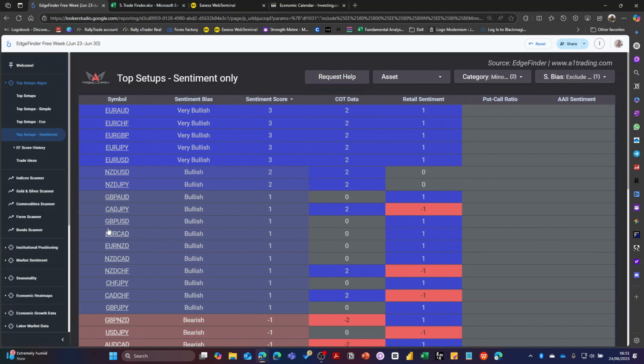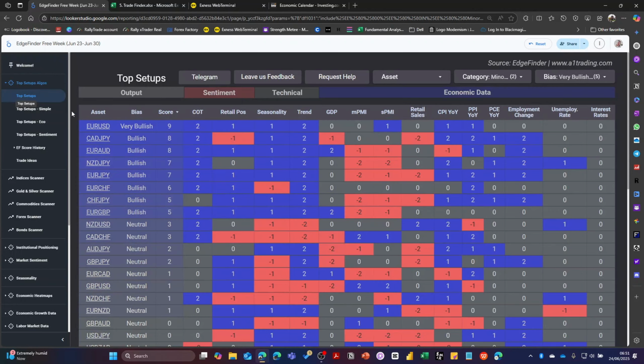So by the time you do all those adds and minus and you come up to the full top setup page, you will find out that that's the same Canada against Swiss franc, which by economic standard is supposed to be the best trade to take. By the time you add sentiment and then add the current technical situations to that chart, it is no longer the best thing to trade.